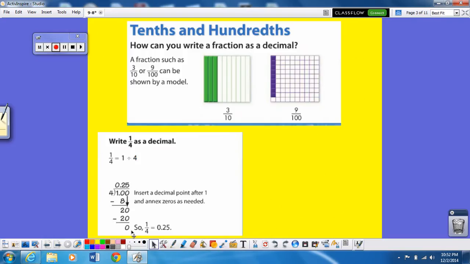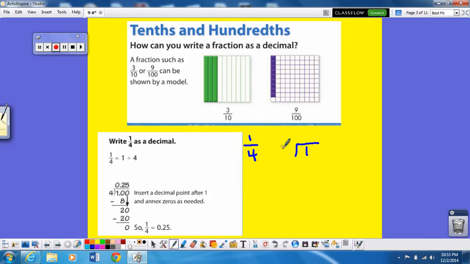How can you write a fraction as a decimal? Here I wanted to show you that with the powers of 10, it's very easy to see them. 3/10 is 3 10 rods. 9 100ths is 9 individual hundredth blocks. But then we run into 1/4. And 1/4 does not have a denominator that's a power of 10. So your job is going to be to look at it and say 1/4 is 1 divided by 4.